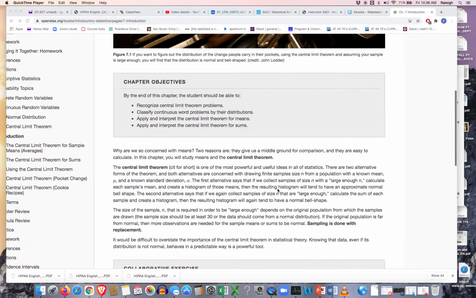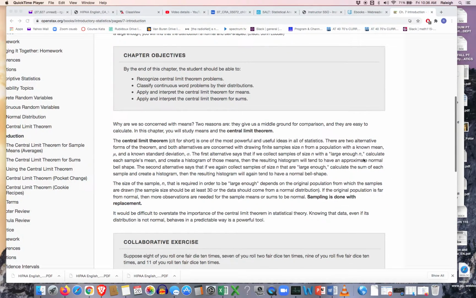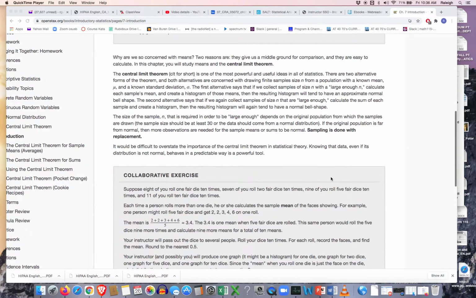It says we collect samples of size n with a large enough n, say 30 or more, calculate each sample's mean, and create a histogram of those means. Then that resulting histogram would tend to be an approximately normal bell shape, even if it didn't start that way. The second one says if we again collect samples of size n that are large enough, calculate the sum of each sample, the resulting histogram would again tend to be that. But we're not going to be focusing on sums. This book is, for some reason, doing that, and I've never really seen a book that did that, so I'm going to ignore those examples, basically.